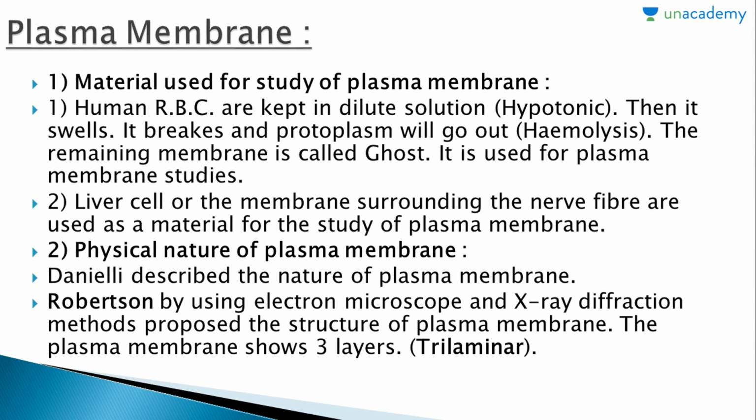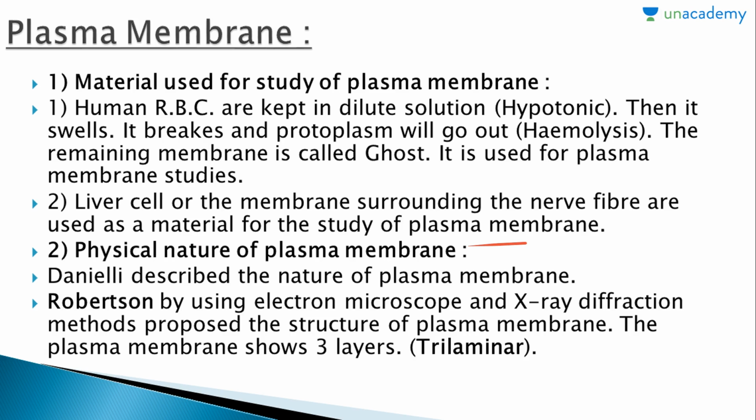The material used for study of plasma membrane: human RBCs are kept in a dilute solution which is hypotonic, then they swell due to the intake of water. They break and the protoplasm goes out. This is called hemolysis. The remaining membrane is called the ghost. It is used for plasma membrane studies. Liver cells or the membrane surrounding nerve fibers are also used as material for the study of plasma membrane.